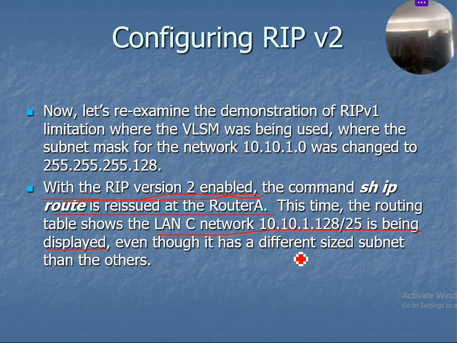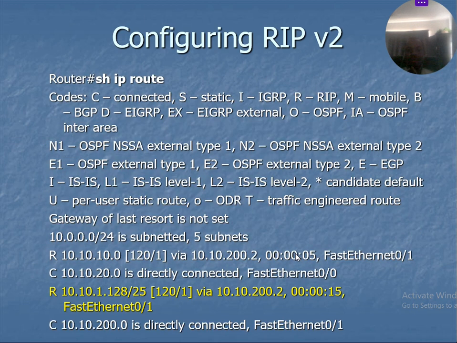Even though it has a different subnet than the others. Look at it: 10.10.1.128/25, via 10.10.200.2. So this is displayed, even if it has a different subnet. So this one will now be displayed. 10.10.1.128 is now displayed. Remember all you did was to enter the subnet.